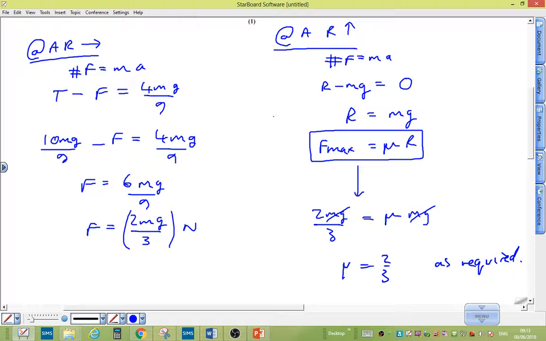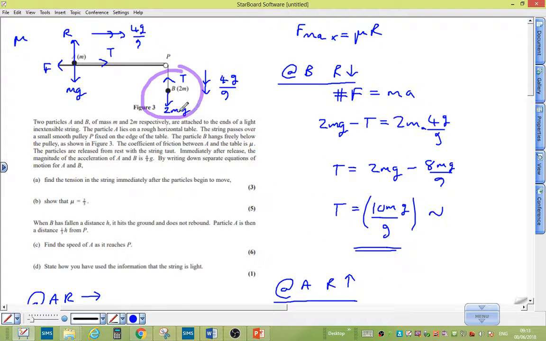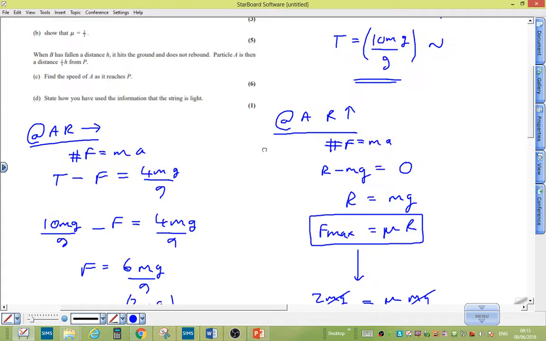Okay. Right, that now brings us to the next bit, which is when B has fallen a distance of h, it hits the ground and does not rebound. Particle A is then a distance of 1/3 h from P. Find the speed of A as it reaches P. Okay, so this here has got to fall a distance h.